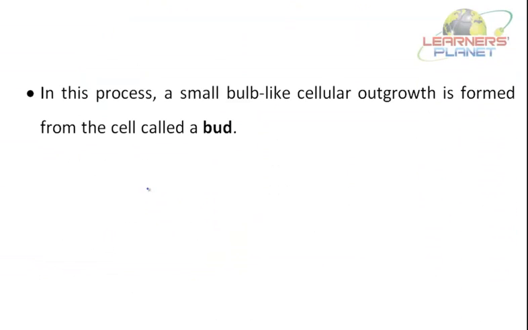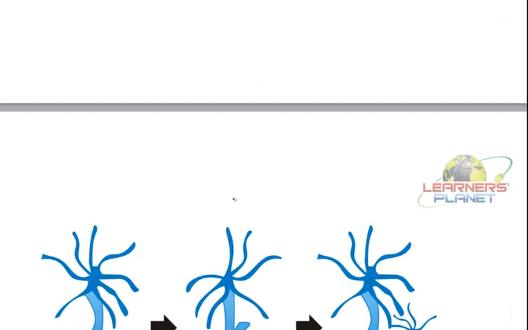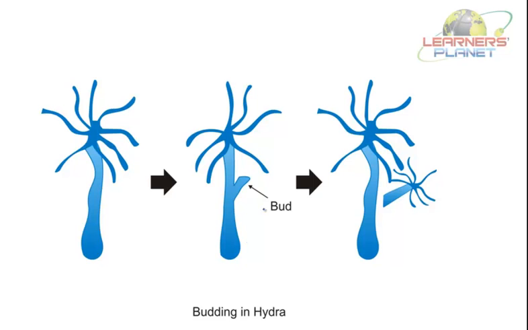So in this process, basically a small bulb-like cellular growth or outgrowth is formed from the cell called bud. This can be better explained with the help of one more diagram, that is budding in hydra. Here you can see that this is the parent hydra.